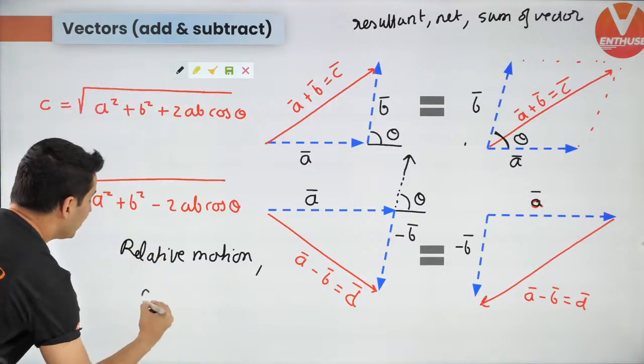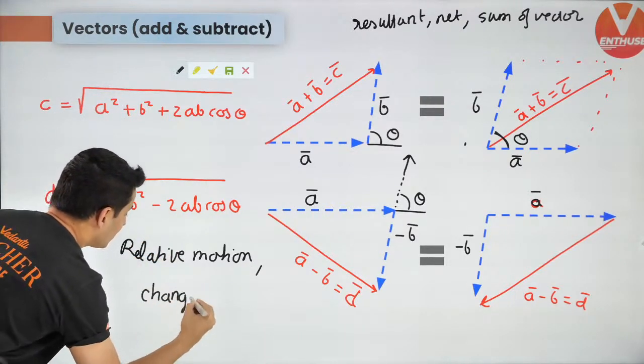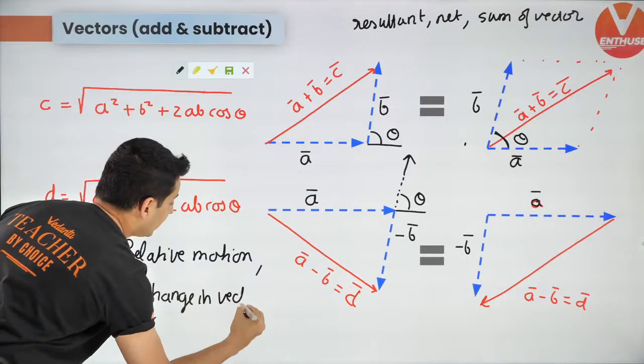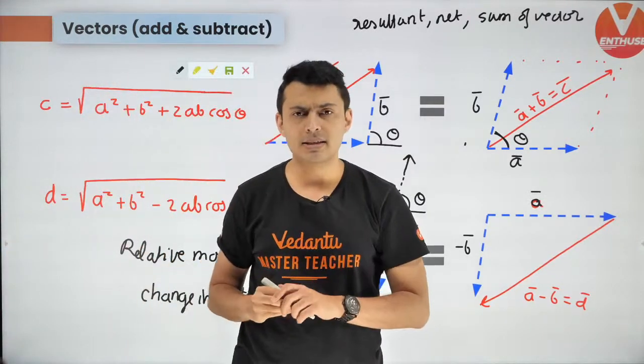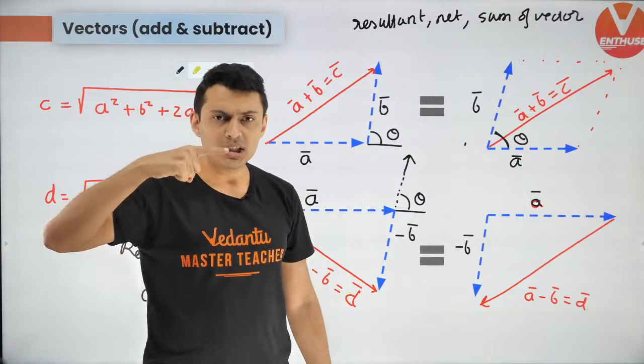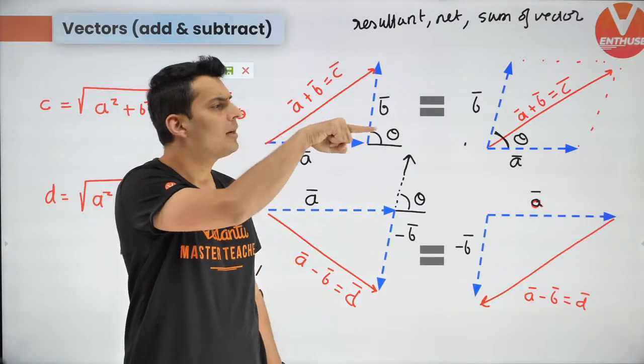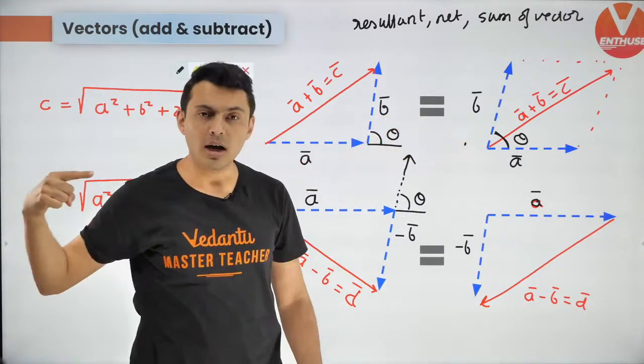Also use it whenever you have to find the change in a vector quantity. For example, if I tell you there is a car which is traveling with a constant speed and it is turning.